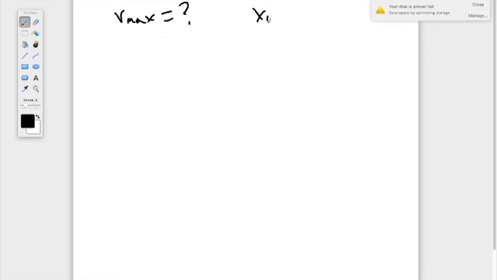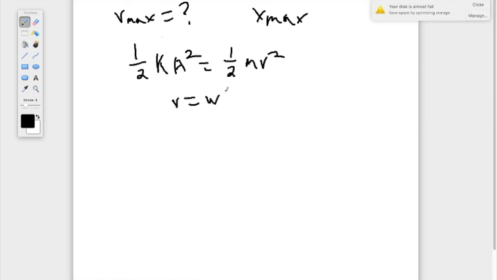But we're given X max. You can actually solve this in two ways. You can do what I did earlier, which is 1/2 k a squared equals 1/2 mv squared, and then you get v equals wa. And if you're solving for amplitude, it would just be v over w.